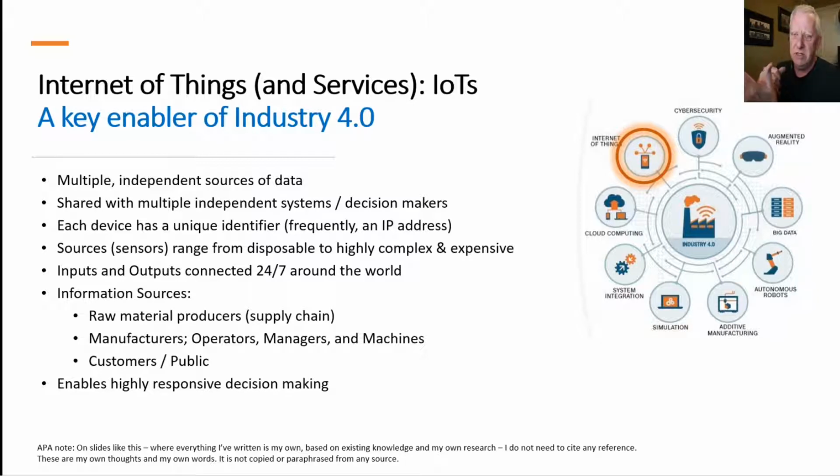Within the Internet of Things, these different sources are independent of each other. So they aren't necessarily coordinated. Information is generated at different times by different sources, completely independent of the other. Very often with this idea of Internet of Things, each device or source of information has its own IP address. It can be active 24/7 and global.